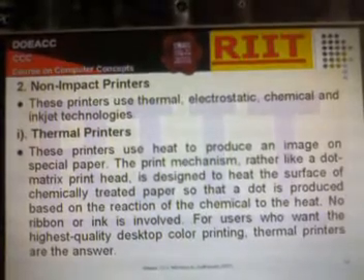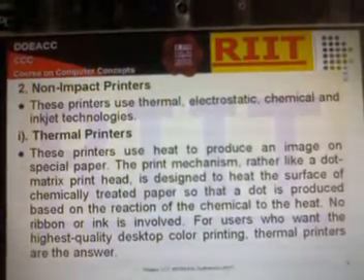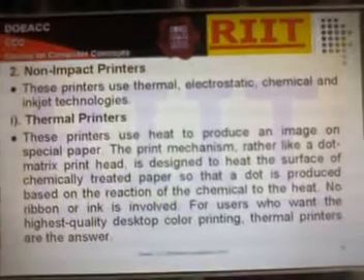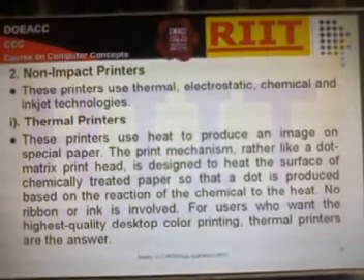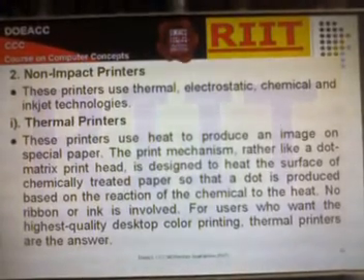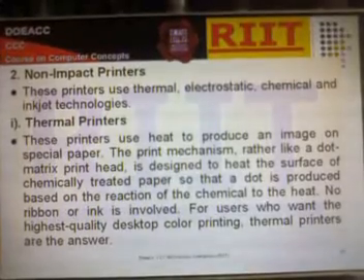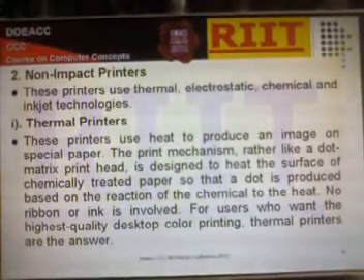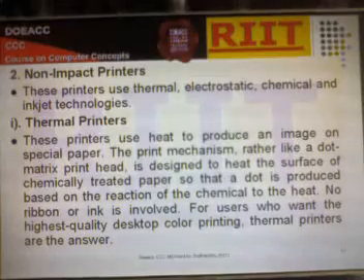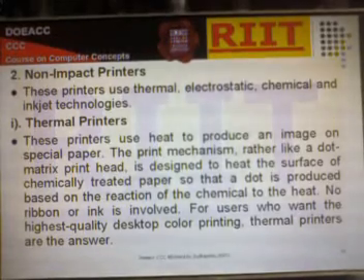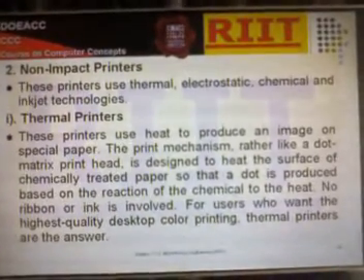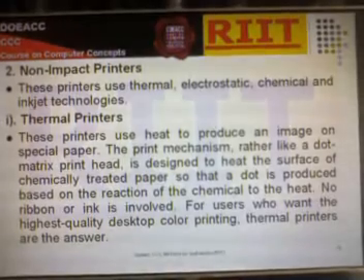Second is the non-impact printer. This printer uses thermal, electrostatic, chemical and inkjet technology. First is the thermal printer. This printer uses heat to produce an image on a special paper. The print mechanism is rather like a dot matrix print head. It is designed to heat the surface of the chemically treated paper so that a dot is produced based on the reaction of the chemical to the heat. No ribbon or ink is involved.